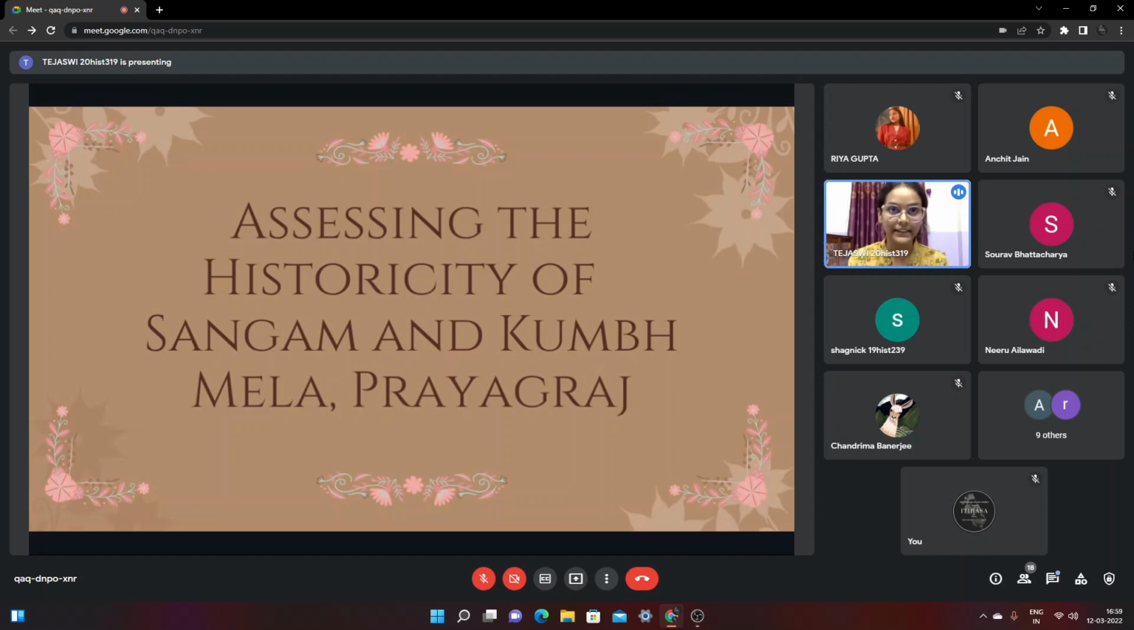And the reason to present this paper is that although common people know a lot about Sangam and the Kumbh Mela, from the perspective of history, not much is known to us. We know about legends, but we can't distinguish between legends and history. And that is the motive of this paper, to try and understand legends and history separately and to analyze if the two terms Sangam and Kumbh Mela, as they are used interchangeably, whether or not it is correct.